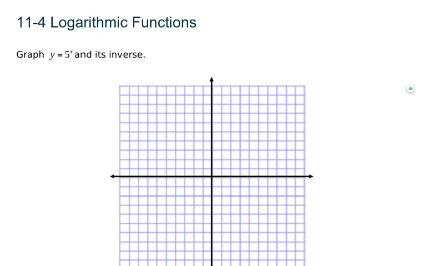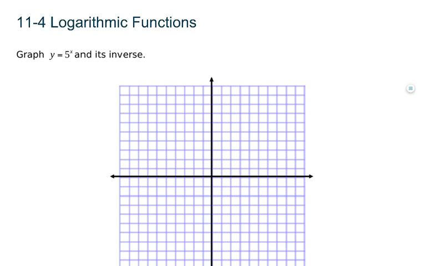In section 11.4, we're going to talk about something called a logarithmic function. A logarithmic function is an inverse of an exponential function. So we're going to start with the exponential function y equals 5 to the x power. And we're going to graph it real quick.